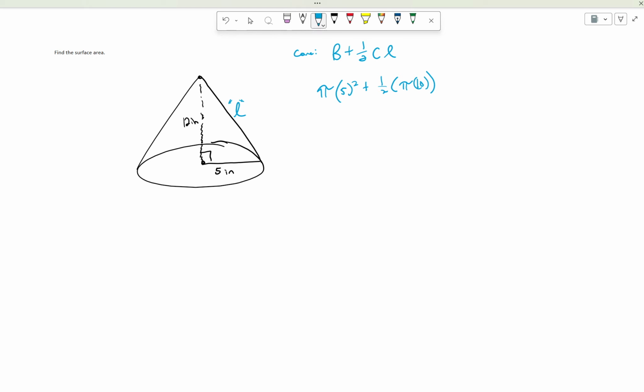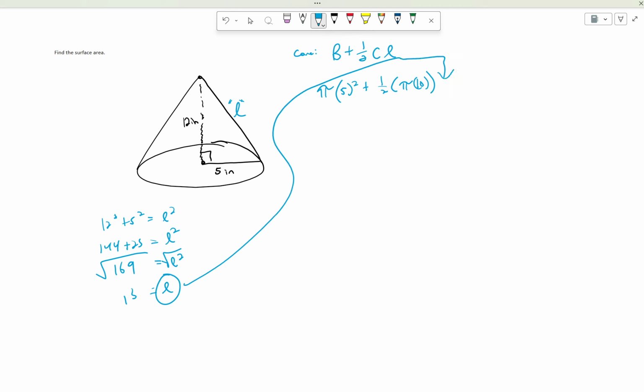Which you guys can see is the hypotenuse of this right triangle. So 12 squared plus 5 squared is equal to L squared. So 144 plus 25 is equal to 169. Hold on a second. Sorry about that. That's L squared, so it's 169, which is L squared. And when you take the square root of both of these guys, it's going to be 13. Okay? So I'm going to take my L, plug it in right there, and that's going to be my 13.